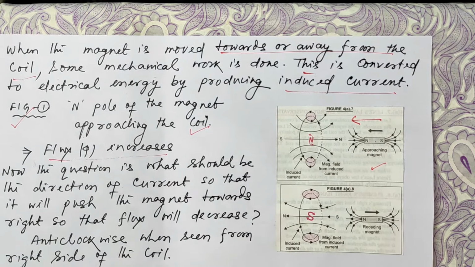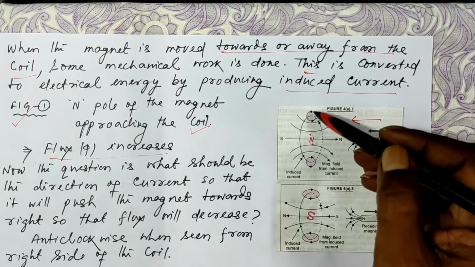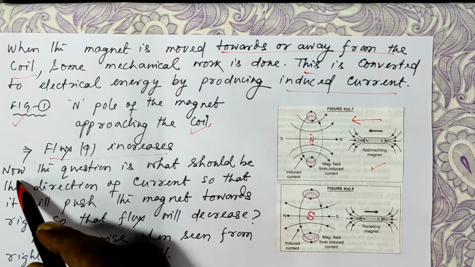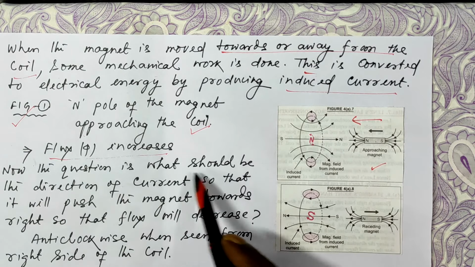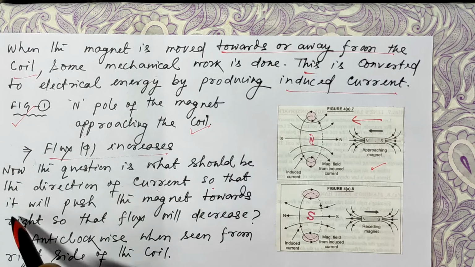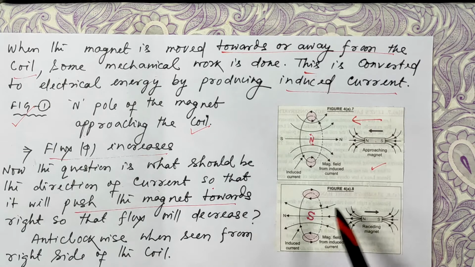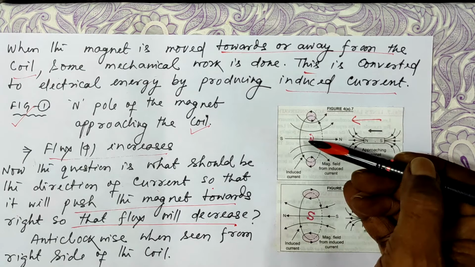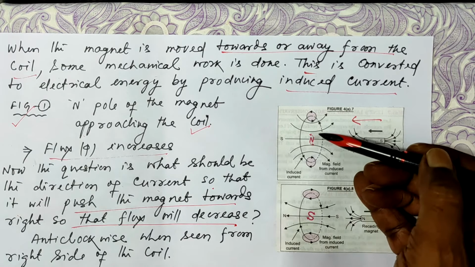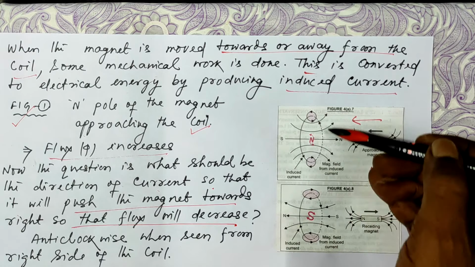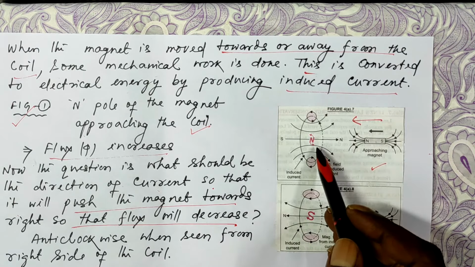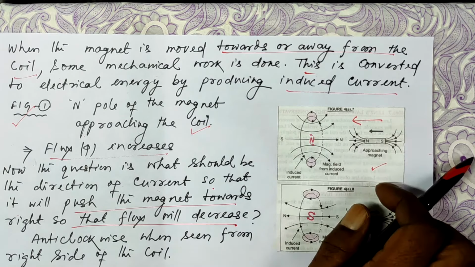Therefore the flux increases. So if the direction of current when seen from this side is anticlockwise, now the question is, what should be the direction of current so that it will push the magnet towards the right, so that flux will decrease. By bringing this magnet towards the coil, the flux is increasing. What should happen? How should the direction of current be so that the coil carrying current will behave as a magnet and will push this magnet to this side?